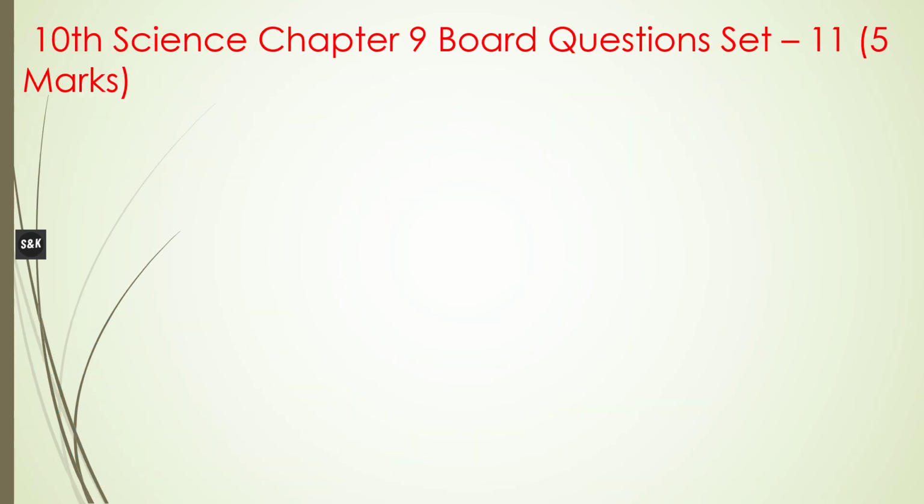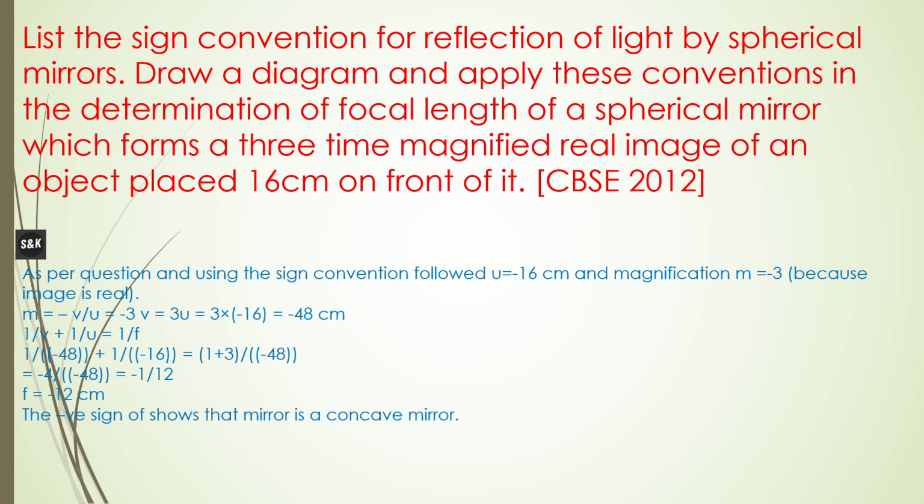So coming to the 5-mark questions. List the sign convention for reflection of light by spherical mirrors. Draw a diagram and apply these conventions in the determination of the focal length of a spherical mirror, which forms a 3-times magnified real image of an object placed 16 centimeter in front of it. As per the question and using the sign convention followed, U equals minus 16 centimeter, magnification equals minus 3 because the image is real, and M equals minus V upon U, which gives V equals minus 3 into minus 16, equals minus 48.